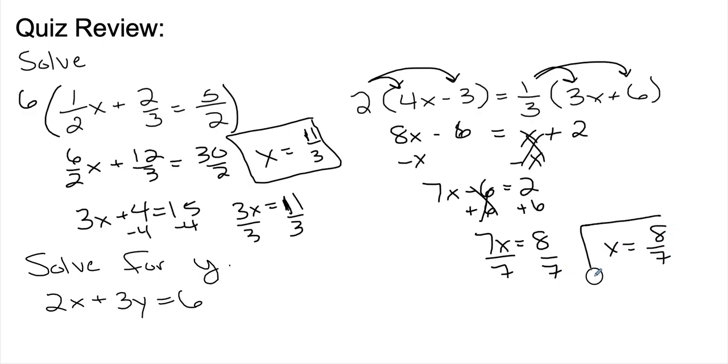And again, leave that as a fraction, okay? Mixed numbers, we don't want those either. You just want to work with improper fractions, okay? So you don't want that. You don't need 1 and 1/7. Just leave it as 8/7. That's easiest.